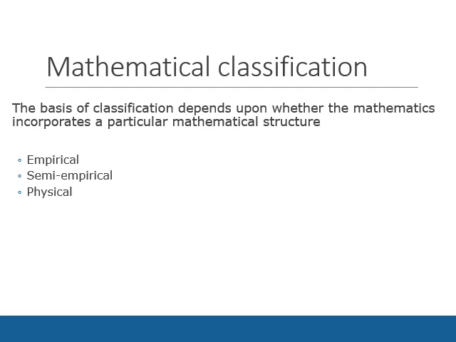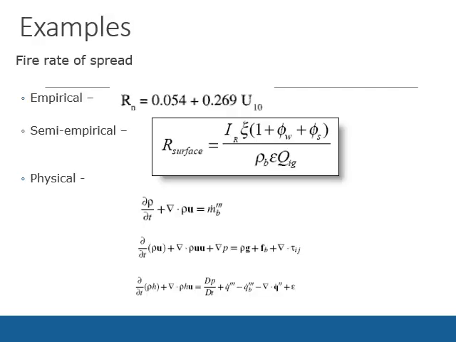There are three types of mathematical models: empirical, semi-empirical, and physical models. A model is broken into one of these three classifications depending on what type of equations are in the model and the structure of the mathematical incorporations. For example, here are three different equations that are used to predict rate of spread. Empirical models tend to be the simplest. Semi-empirical tend to have a few more parameters and inputs, while physical models tend to be quite complex.